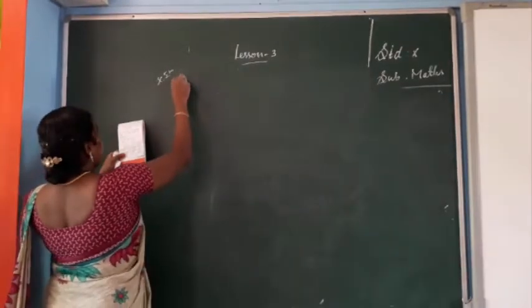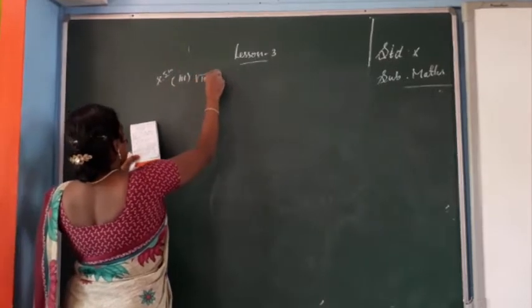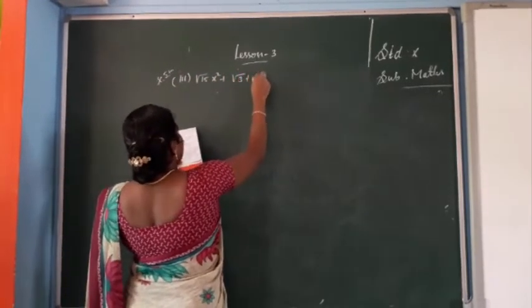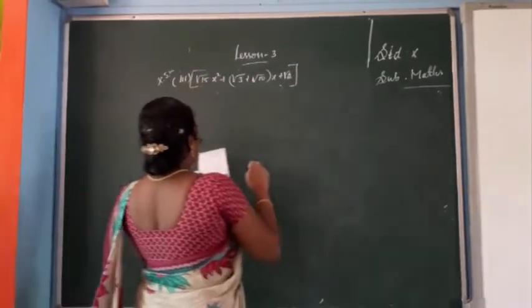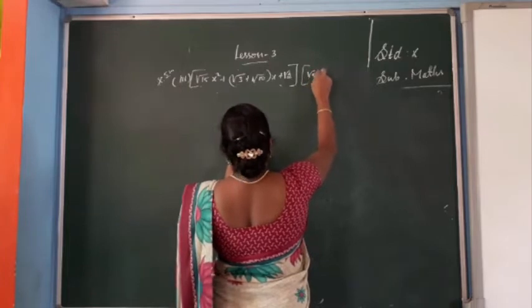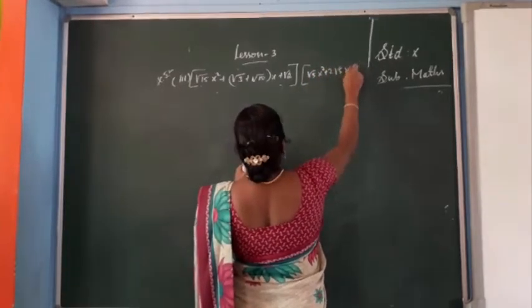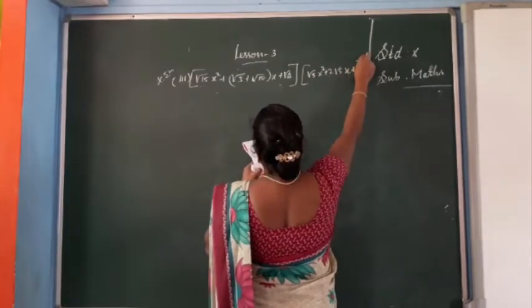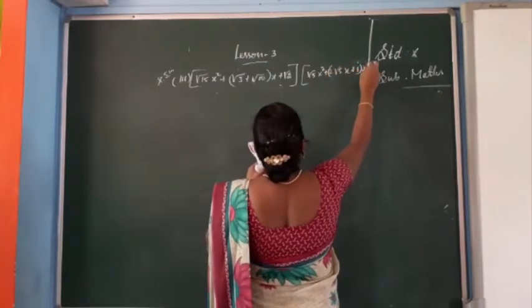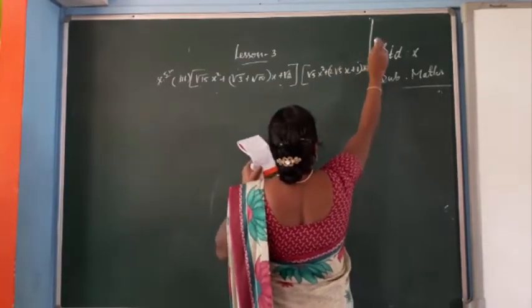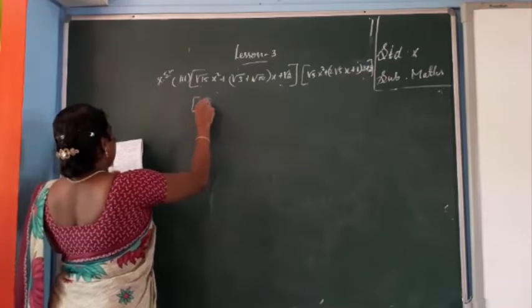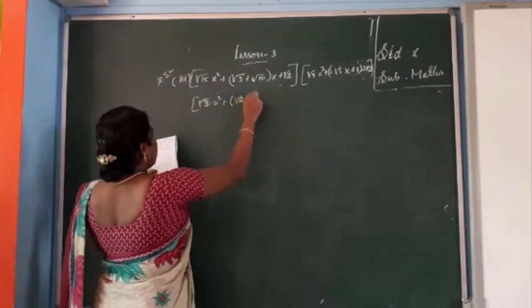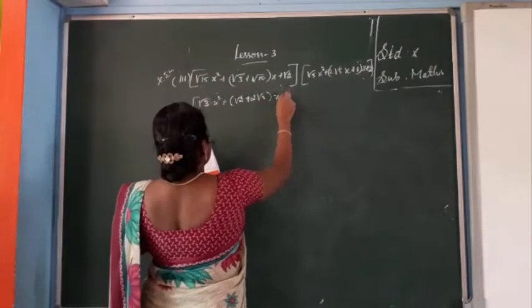So the next one is also an important 5-mark problem. Square root of root 15 x square plus root 3 plus root 10 into x plus root 2, this is the first term, into root 5 x square plus 2 root 5 x plus 1 into x plus 2, into root 3 x square plus root 2 plus 2 root 3 into x plus 2 root 2.